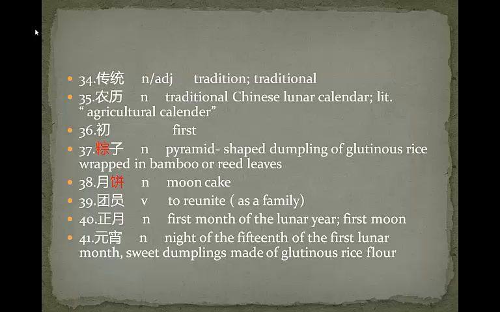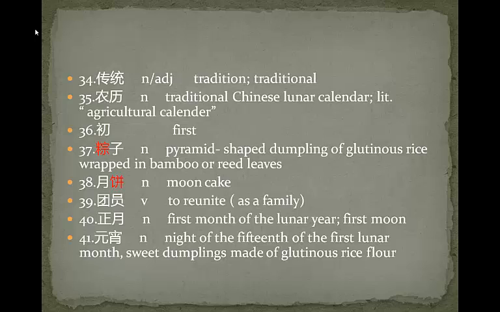Very basic ones, so when you add radicals to these characters, you can create new characters. Number 41, 元宵, night of the 15th of the first lunar month, sweet dumplings made of glutinous rice flavor are eaten during this festival. So Yuan is a very basic character. Again, you can add radicals to create new characters. So memorize this one. And Xiao, it means night. Basic meaning is night.